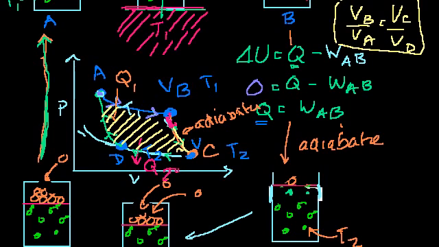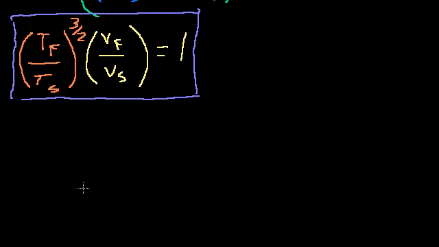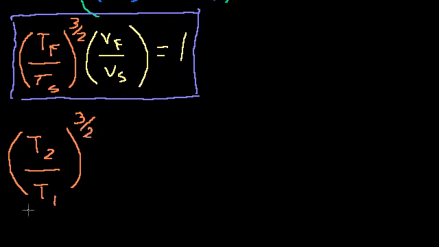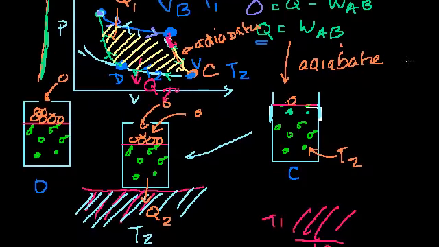So let's look at that. On that right process, our final temperature was temperature 2. So let me write it down. Temperature 2. Our initial temperature was temperature 1, where we started off at point B, to the 3/2 times, what was our final volume? Our final volume was our volume at C divided by the volume at B. And that's going to be equal to 1. Neat. That's the result we got from this adiabatic process.